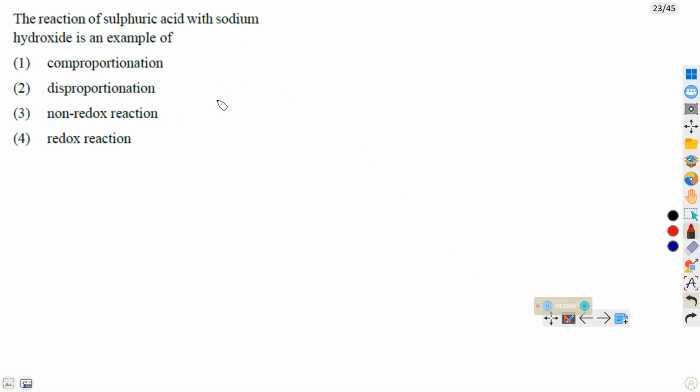The reaction of sulfuric acid with sodium hydroxide. Acid-base reaction. Then it gives salt plus water. It gives 2 moles of NaOH, 2 moles of H2O. Now, the oxidation states remain the same. It is not a redox reaction. It is a neutralization reaction.